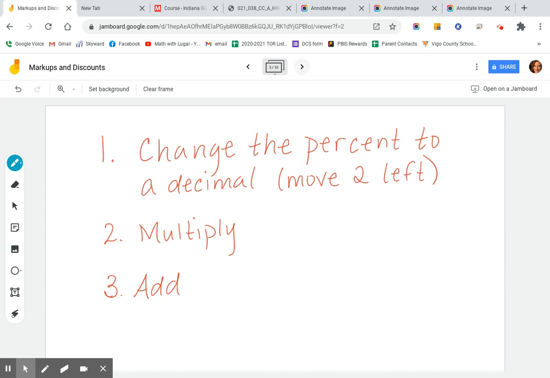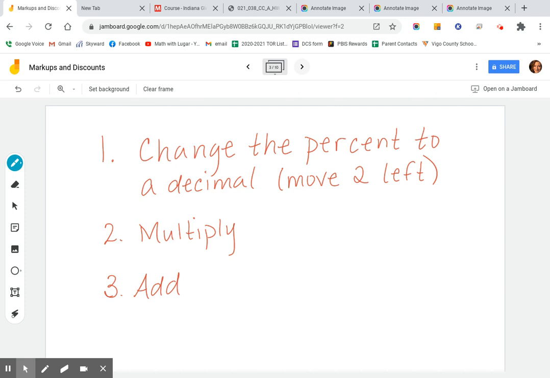To do this, there's really just 3 steps that you have to follow. You're going to start by changing your percent to a decimal. That's super easy to do. You just pick up your decimal point and scoot 2 places to the left. Then you're going to multiply because we're finding the percent of a number. And then you're going to take that answer and add it back on to the original price because a markup is an increase. Your price is going to get bigger, so you add.